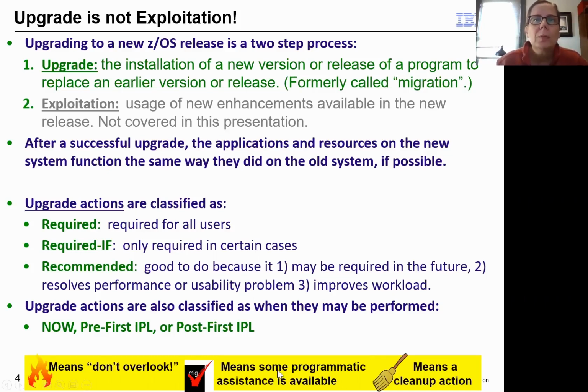Remember, the red check mark means programmatic assistance is available, which means health checks. You guys know I'm a health check fan, so you really should be using health checks to help with your upgrade path. And then the last icon is the broom, and that just means it's a hygiene item.